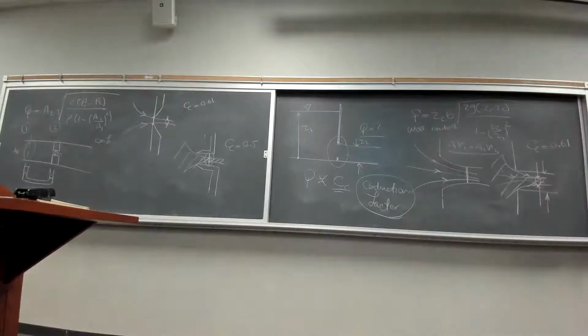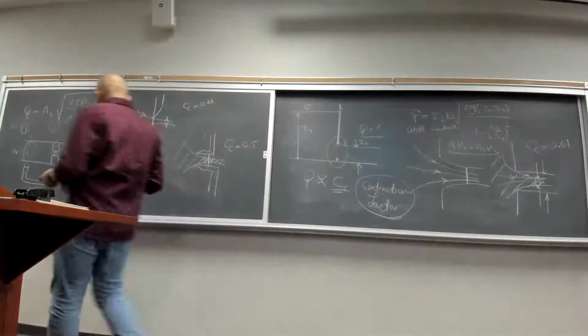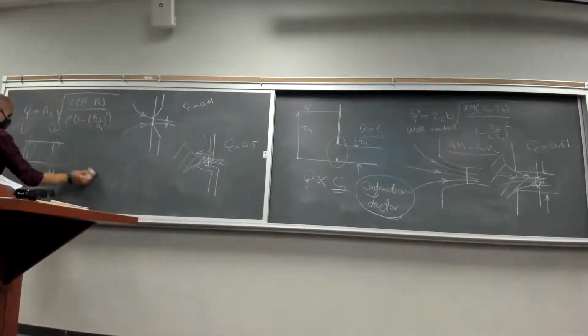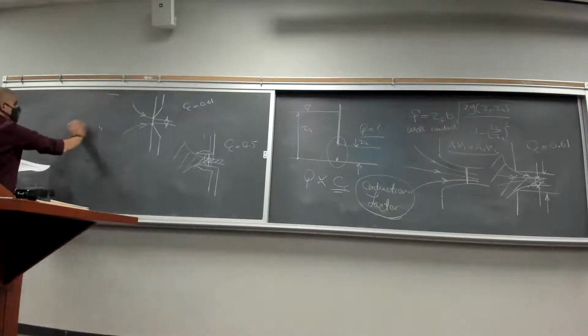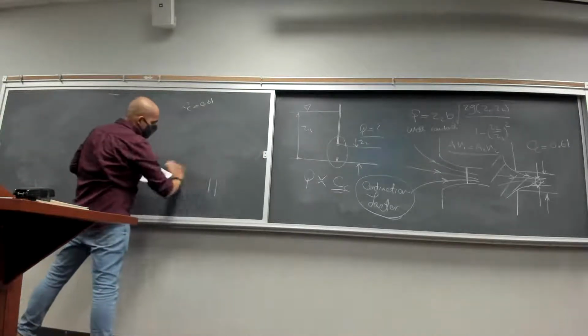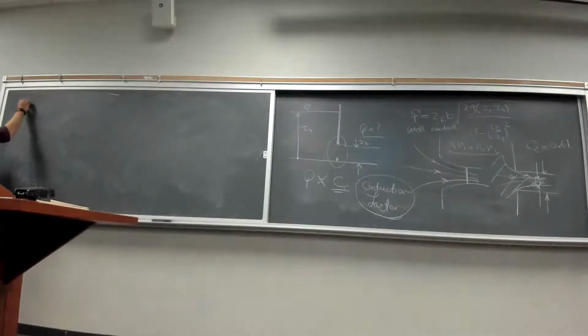Okay. So let's move on. There is another type of flow measurement that we can use for an open channel. It's called using a weir to measure the flow rate. What is a weir?